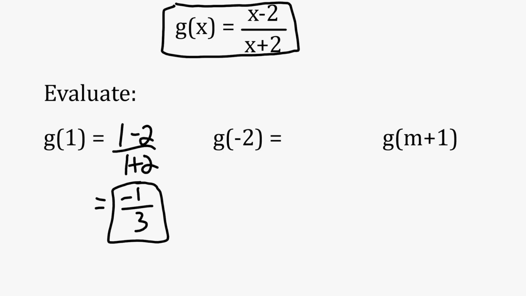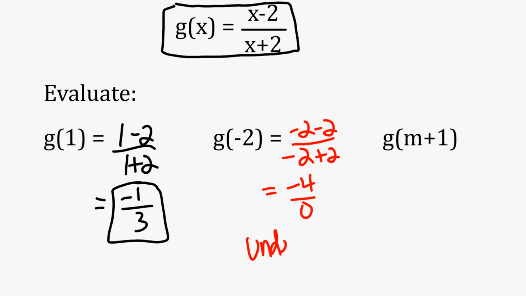Let's try negative 2. So we put negative 2 in. We get negative 2 minus 2 on top. And then we get negative 2 plus 2 on bottom, which gives us negative 4 on top and 0 on bottom. And that's a mathematical no-no. We can't divide by 0, so this is called undefined. So anytime you end up with 0 on the bottom, that's considered undefined. And so a little bit of foreshadowing for the next example.